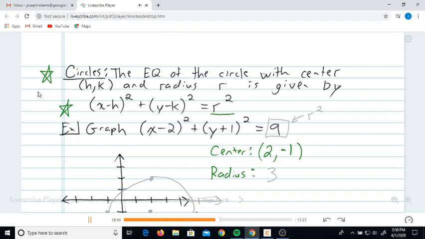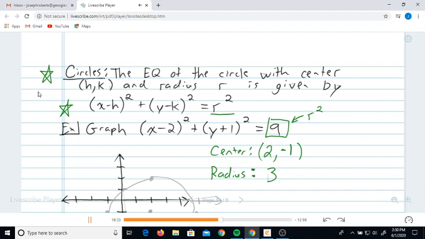The radius is going to be 3. It's not 9 and it's not 81. If you look back to the formula, you can see it's radius squared. Thus, you've got to ask yourself, well, what squared gives us 9? That would be 3. 3 squared gives us 9, therefore the radius is 3. So when you're looking at the formula, this is not the radius, that is the radius squared. That's why the radius is 3.